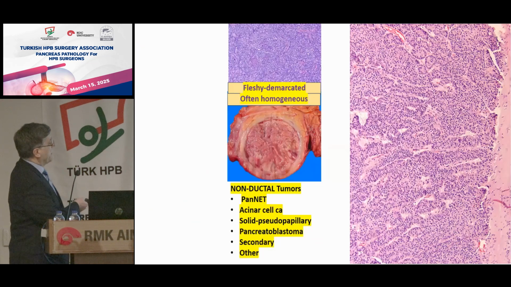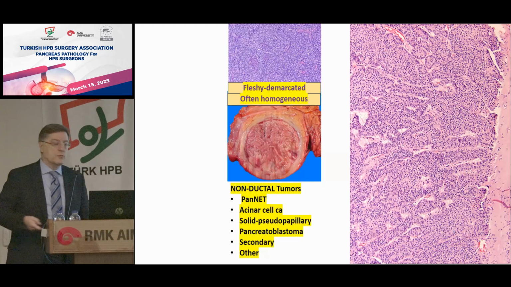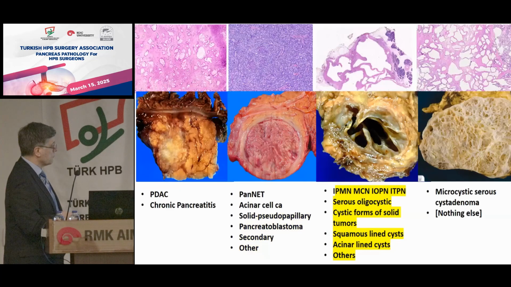For the fleshy, demarcated, homogeneous tumors, the differential diagnoses are essentially all non-ductal neoplasia of the pancreas. And we'll come back to what we mean by non-ductal, but just to list them briefly here: neuroendocrine, acinar, solid pseudopapillary, pancreatoblastoma, and always in the differential, of course, are secondary tumors and metastatic lesions to the pancreas. For megacystic lesions, as you know, mucinous ones, IPMNs, MCNs, IOPNs, we will go through these abbreviations to explain them better. And there are a whole host of other cystic lesions that occur in this organ that present as these megacystic and multilocular cystic lesions.